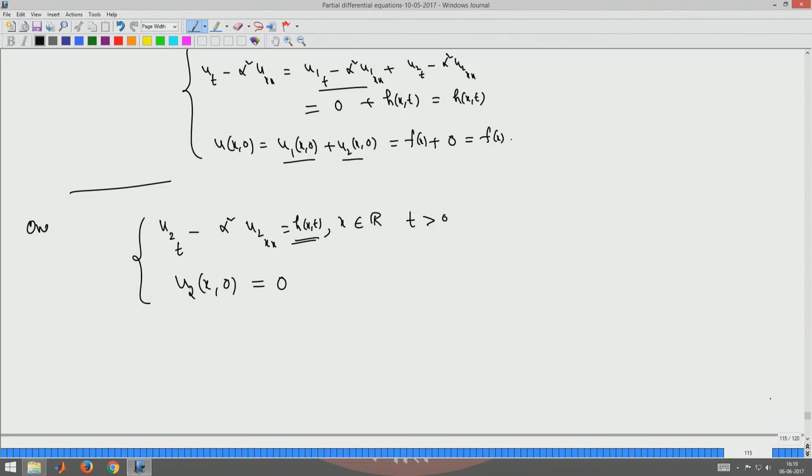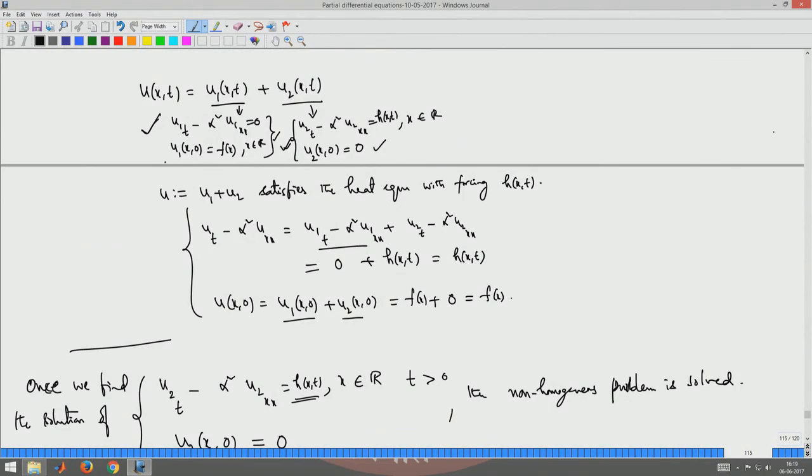Once we find the solution of this problem, then the non-homogeneous problem is solved, because I take this u2 and add it to the solution of the other problem, which we already know. That will give you the solution. So this is what we will see in the next video.